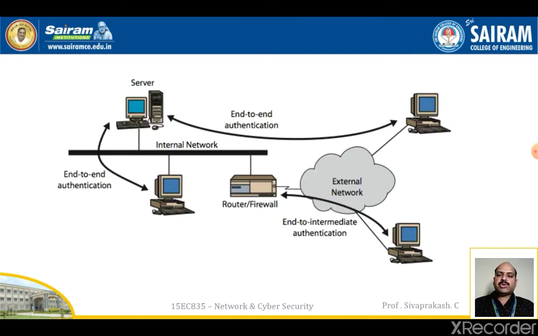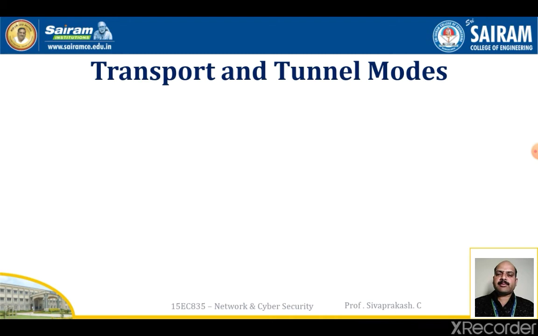This diagram shows an internal network and an external network. The internal network connects the servers or clients through a LAN, whereas the external network connects the server or client through a router or a firewall. This figure deals with end-to-end authentication as well as end-to-intermediate authentication. We will see how this is propagated with the help of transport and tunnel modes.